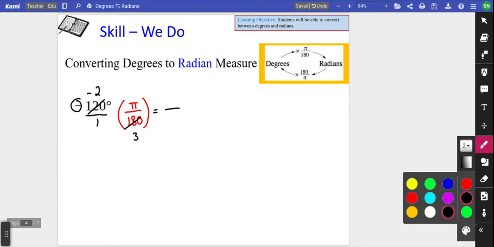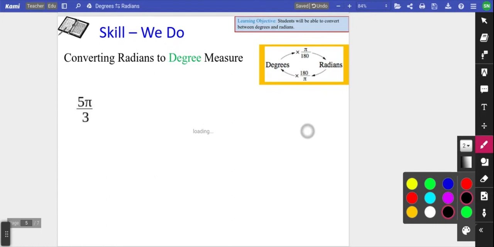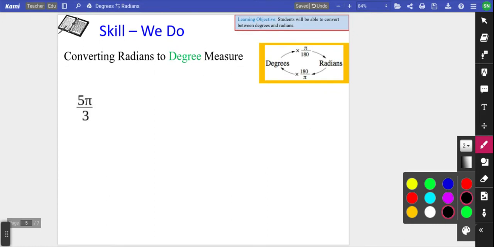Multiply numbers on the numerator. Negative 2 times pi is negative 2 pi. On the denominator, we have 1 times 3, which is 3. Therefore, negative 120 degrees equals negative 2 pi over 3 radians. Now, the next example, we will be going from radians to degrees. Therefore, we have to multiply times 180 over pi.